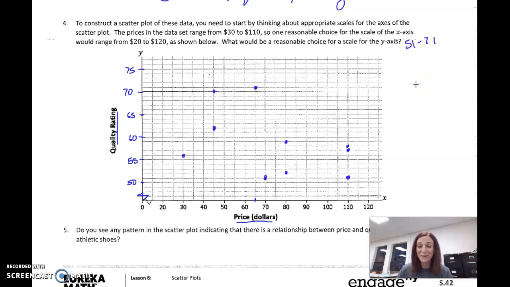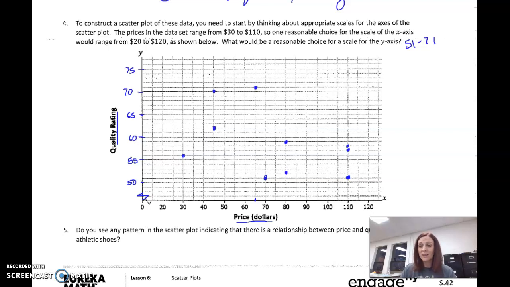All right, welcome back. So hopefully you got something like I have here. You can see at 110, there's a 57, somewhere in there. So paying 110, you can get a pretty decent jump in quality rating. But notice that our highest quality rating came down here. Second highest was at the 45, and then there was the 65.